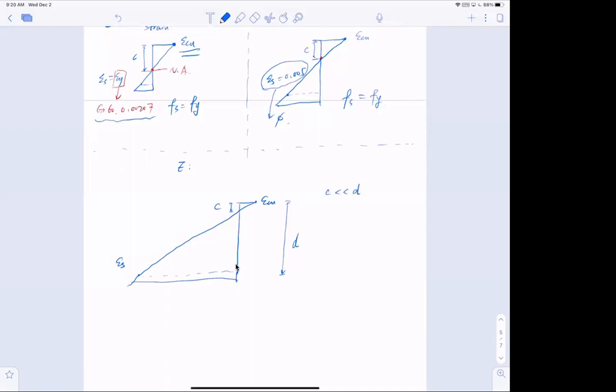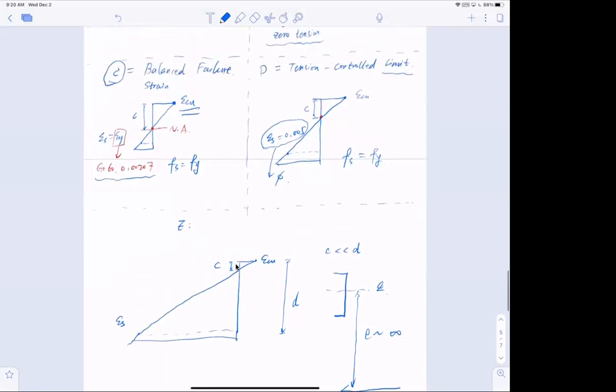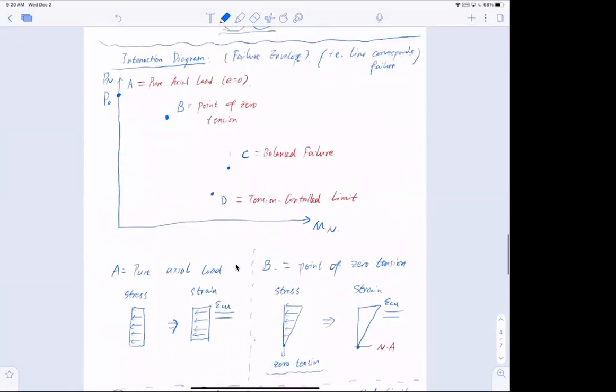If I take a look at the cross section, this is my neutral axis or center line here. My axial force is so down here, and my eccentricity is almost infinity. At this point, I have the maximum bending moment somewhere here.